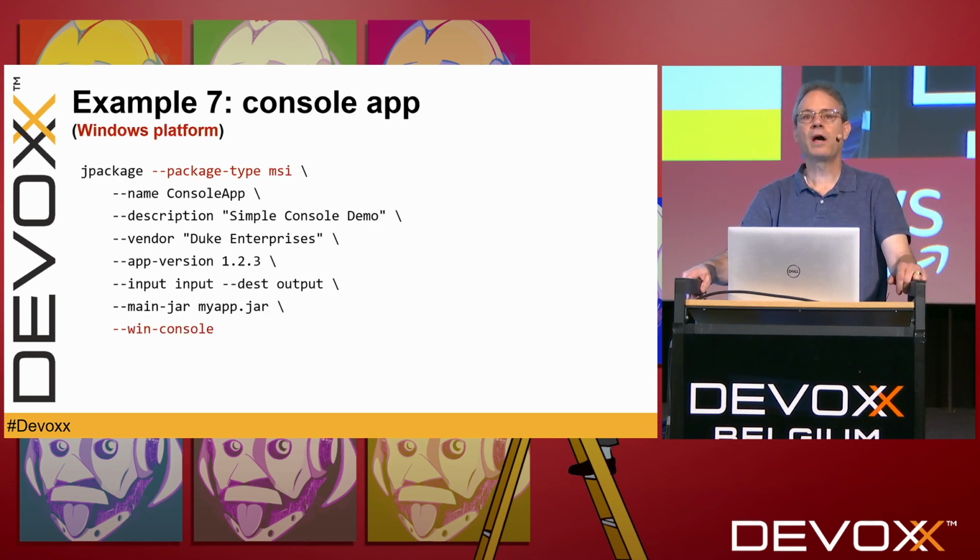And not all applications have to be graphical-based applications. You can do console applications. In this case, the only option we had to add is --win-console. And that's because without that, for those of you who run Java applications on Windows, it's the difference between whether we use java or javaw as the base for the launcher.